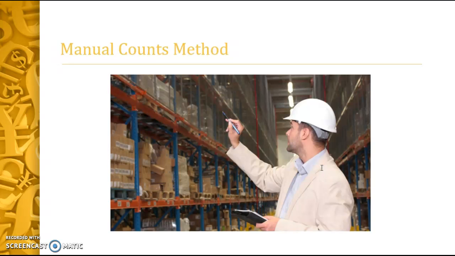The manual accounts method is where a business owner with a smaller inventory will count the inventory by hand. This method doesn't cost the business any money except labor, since there's no expensive equipment to buy. The downside to the manual accounts method, however, is that human error exists and it can be very time-consuming.